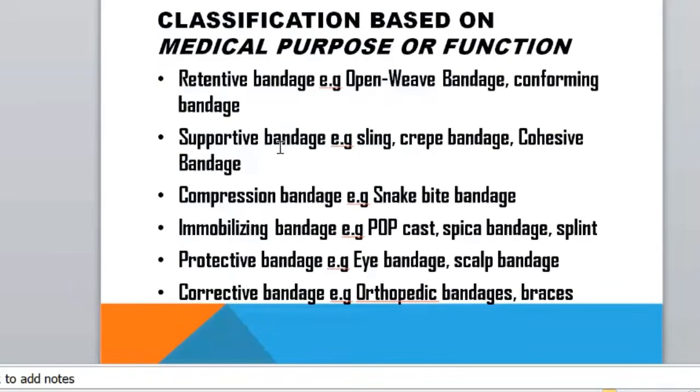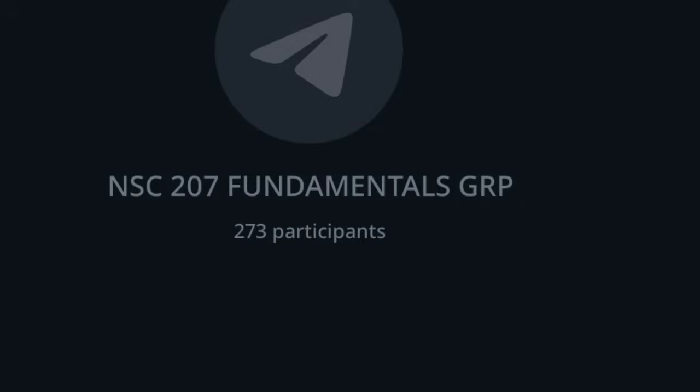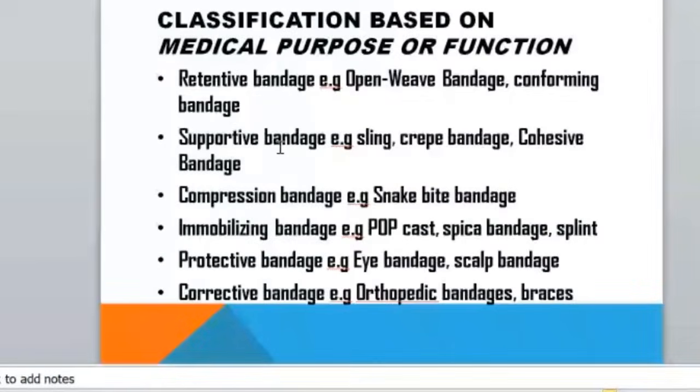Yeah. So for example, we can talk about strapping for scoliosis. Or if someone has a club foot, they will need to correct that club foot, so they can use that corrective bandage. For instance, we can also talk about orthopedic braces. Putting on of braces is also a type of corrective bandage.